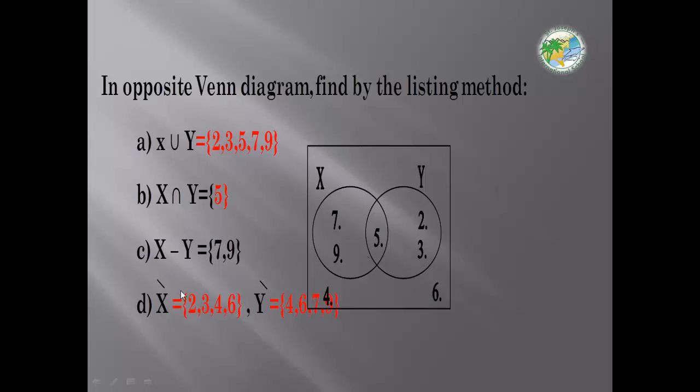Very good. X complement: remove X from this frame. If we remove X from the frame, it will be 2, 3, 6 here, and 4. Y complement: if we remove Y from the universal set, the answer will be 7, 9, 6 and 4, or 4, 6, 7, 9. Okay.